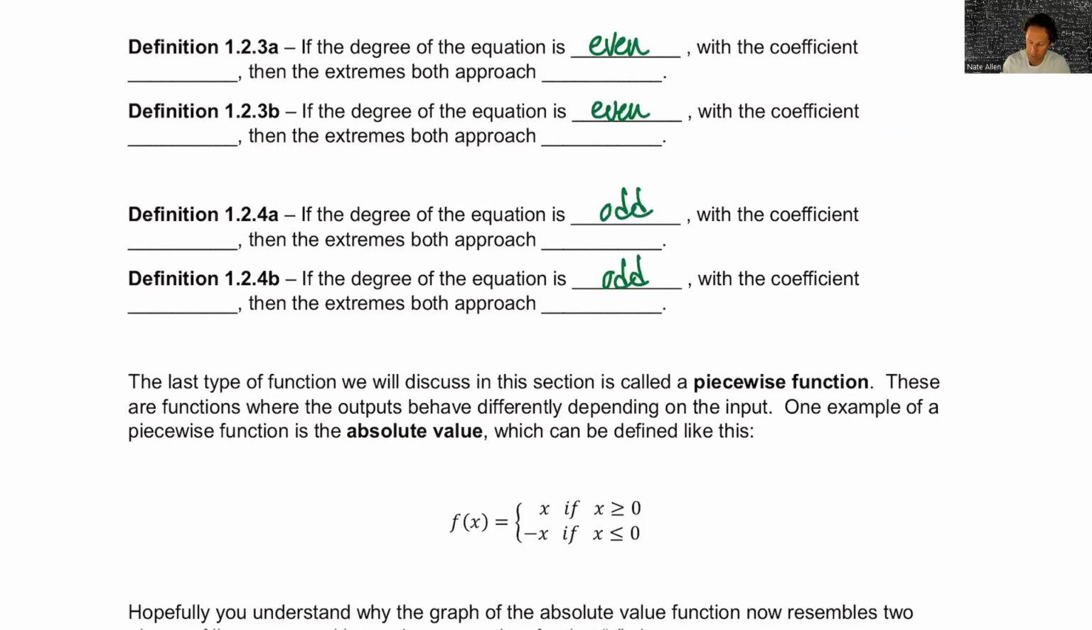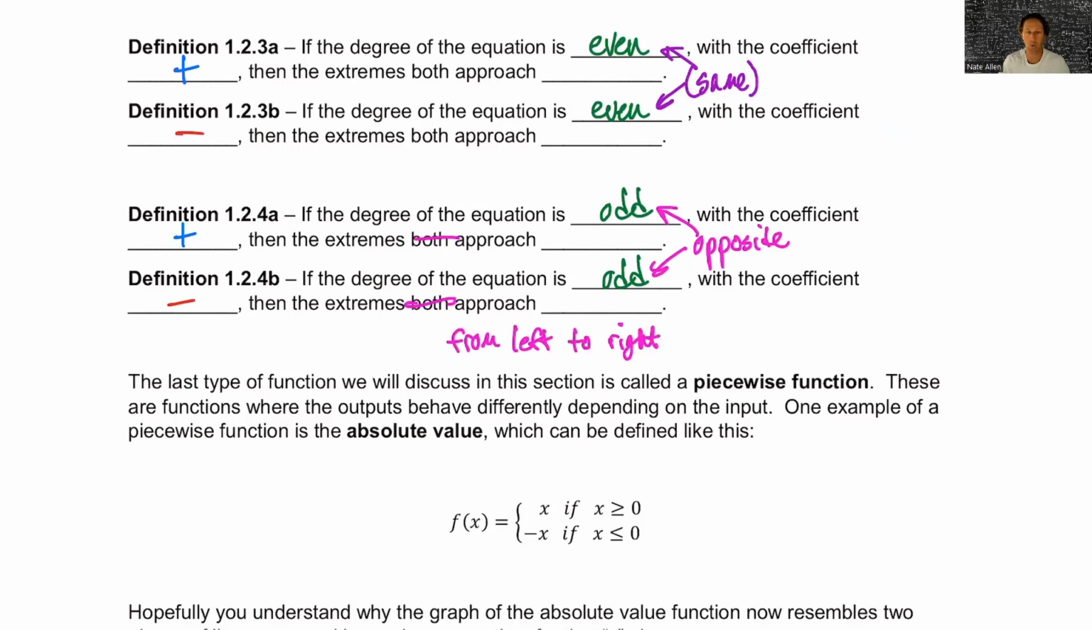If the coefficient is positive or negative, what does that mean that the extremes both approach? Well, if it's even, they're both going to approach the same. But if they're odd, remember they're going to approach opposite. It's going to be for these from left to right. So then the extremes both approach what? If it's even and positive, then hopefully you understood it would be positive infinity in both directions. Same. But if it's even and negative, then still same directions, but now the negative direction, which means negative infinity.